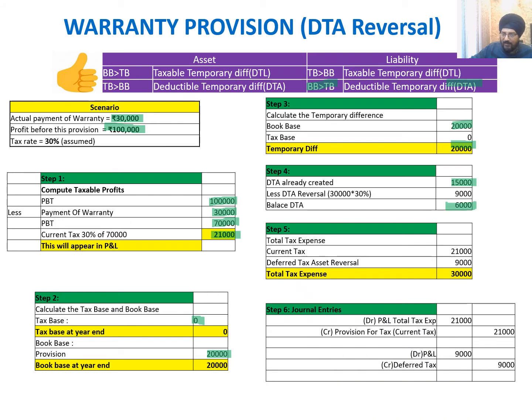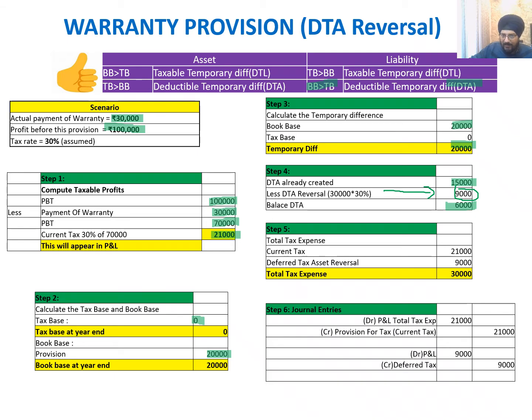Which means that our DTA, which was 15,000 earlier, will now be restated to 30% of 20,000, which is 6,000. So there is a scenario wherein we have to do the DTA reversal in this case. Because we already have an opening DTA of 15,000 and our closing DTA should be 6,000, we have to reverse our DTA to the extent of 9,000, because we are actually utilizing this amount in the next year for paying the taxes.